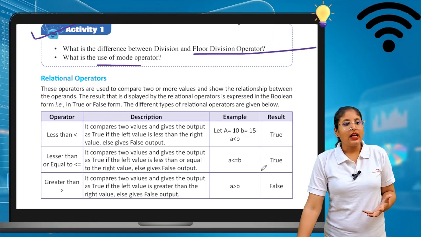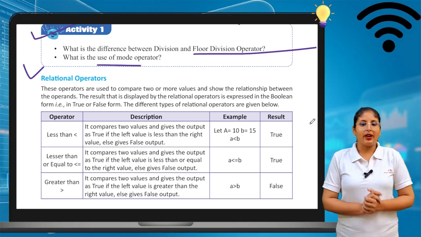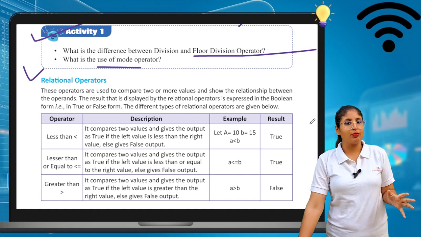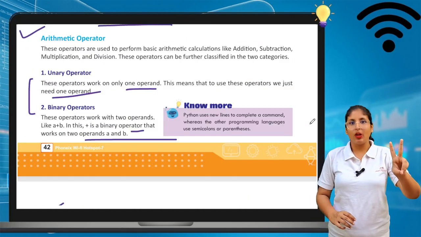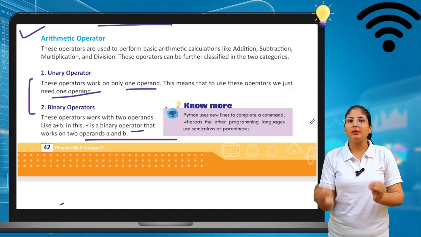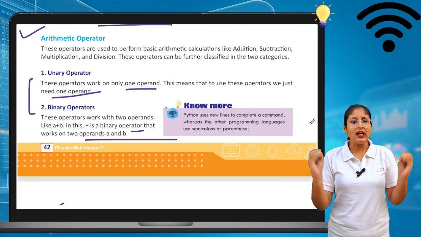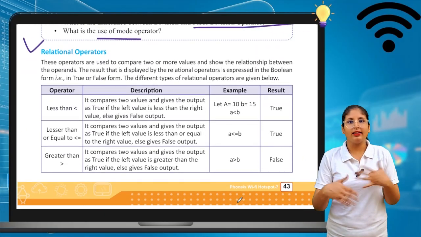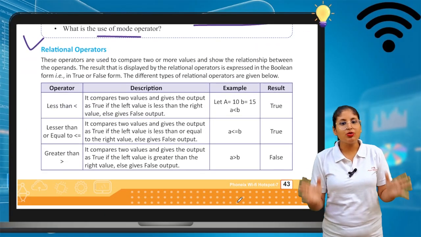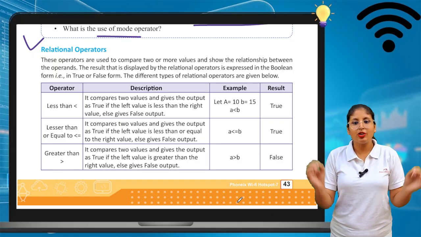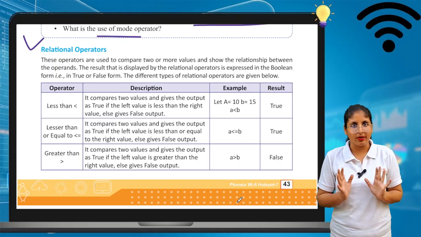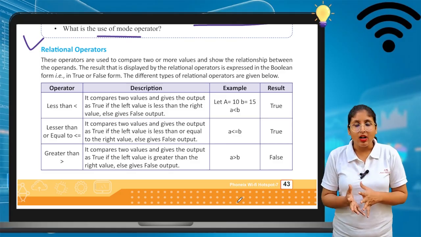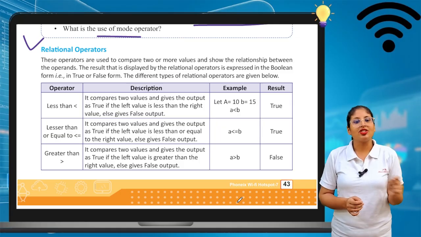Okay, now we will see relational operators. What are relational operators? I am hoping the binary operators are clear to you. Binary means it has two numbers in it, a and b, and the symbol should be plus, minus, multiply, divide. These are the arithmetic operators we are learning. Now we will see relational operators. These operators are used to compare two or more values and show the relationship between the operands. So we can see the relationship between the operands with the help of relational operators.